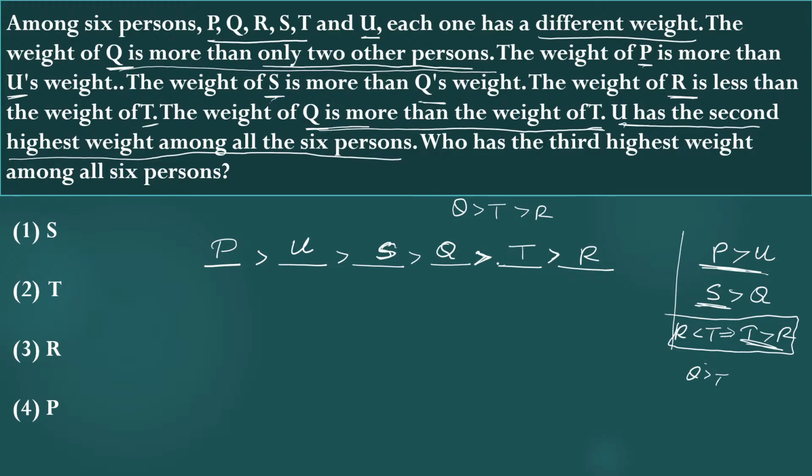See the question: who has the third highest weight among all 6 persons? That is S. So, 1, 2, 3. S is the person with the third highest weight among the 6 persons. Option 1 is correct.